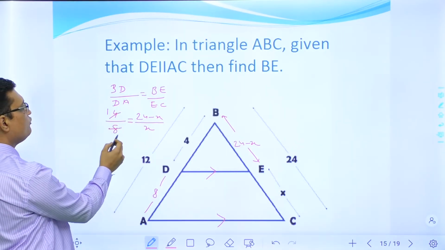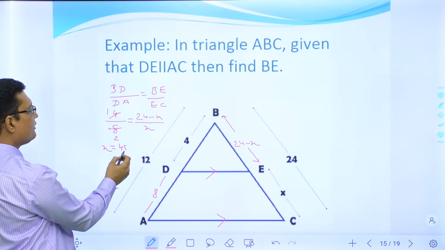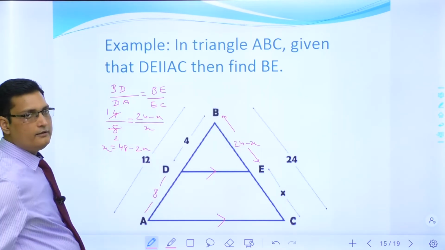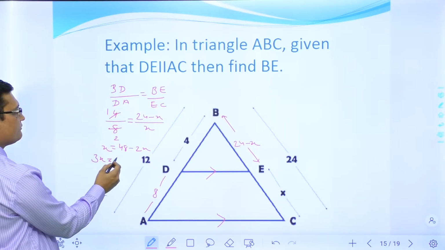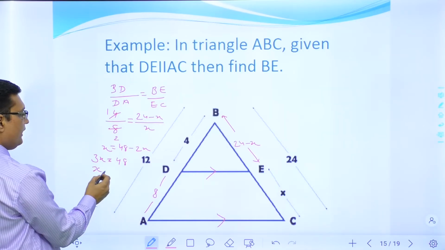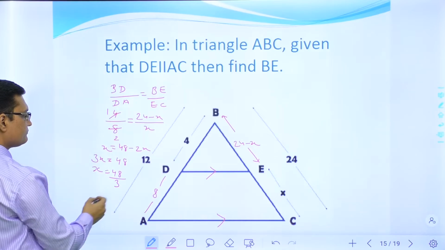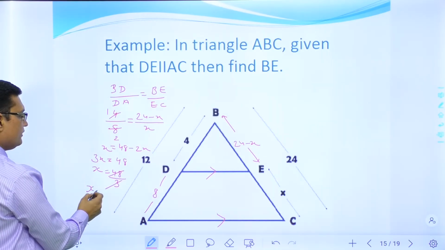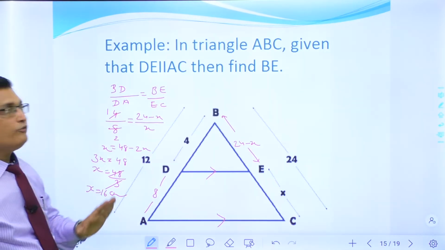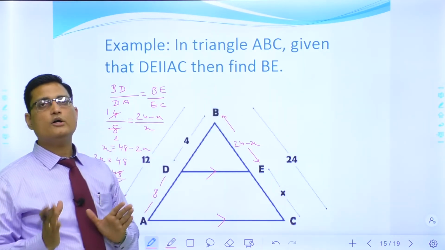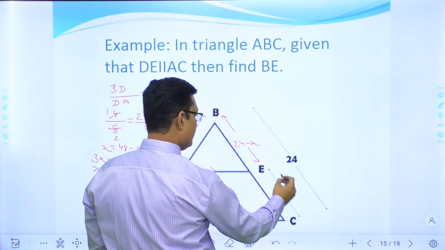Now cancel, this is 1 upon 2. Now cross multiply: 1 into x, and 48 minus 2x, right? And minus 2x will come to this side. So 3x is equal to 48. X value will come 48 upon 3. What is 48 upon 3? This is 16 centimeter. So students, here you have not got BE. You have got only the value of x. This is 16.